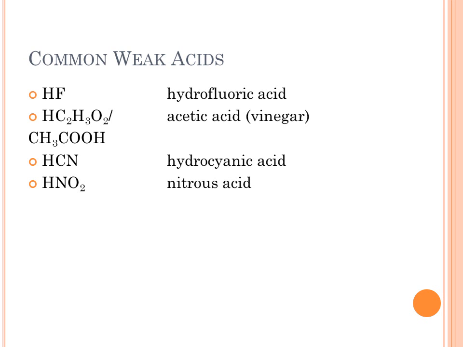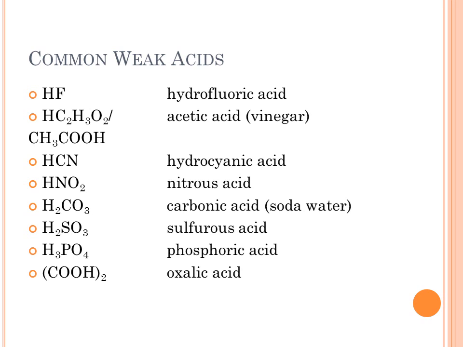Here are some common weak acids, and this is definitely not an all-inclusive list. You've got hydrofluoric, as we mentioned before. You've got acetic acid, which is the acid in vinegar. Notice there are 2 representations of that. The CH3COOH is popular in organic chemistry, which we'll save for another presentation. You've got hydrocyanic, nitrous, carbonic, sulfurous, phosphoric, which you find in a lot of cola drinks and whatnot, and oxalic.